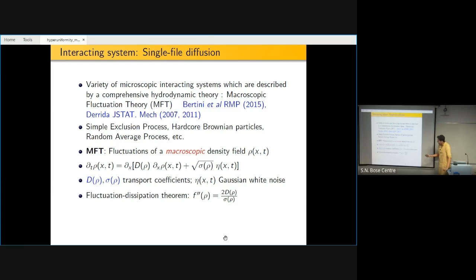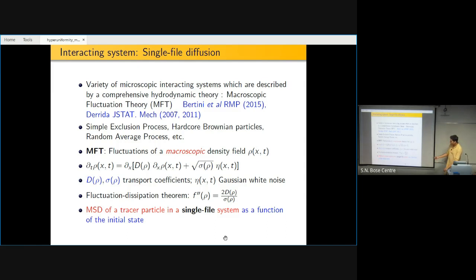These quantities D and sigma are the two transport coefficients; if you know D and sigma, essentially you know the theory. These two things are not arbitrary; they are related by the fluctuation dissipation theorem in equilibrium, where this quantity f is the free energy per unit length. So this is the theory that I'm going to employ to do what?